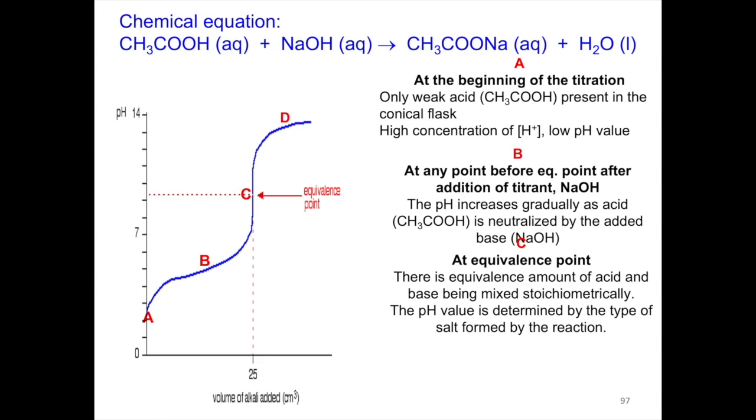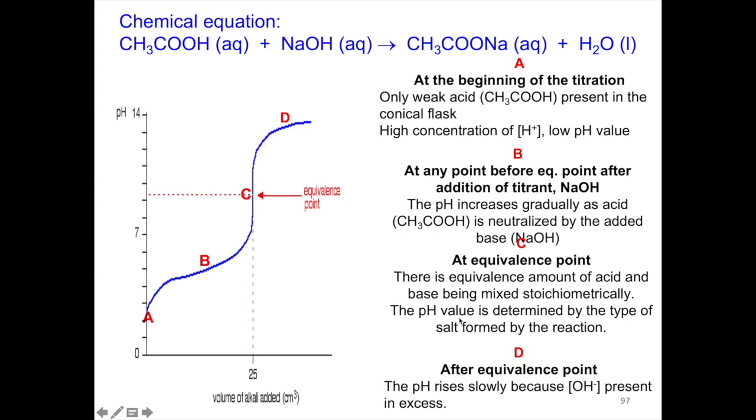Okay, next is D. It is a point after the equivalence point, so the pH will increase slowly because you continue to add the sodium hydroxide. So the concentration of hydroxide ions will be present in excess, and the solution will become more basic.